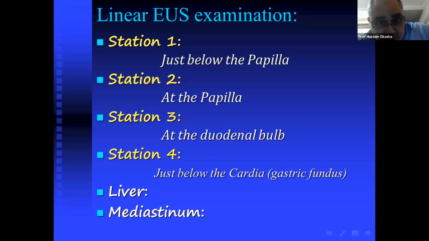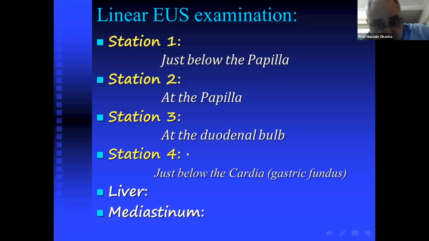We can start examination of the pancreatico-biliary system from station 1, just go to the second part and below the papilla, and then withdraw the echo endoscope to go to station 2, and then withdraw again to go to the bulb, and withdraw lastly to examine from the stomach. Some prefer to do the opposite.